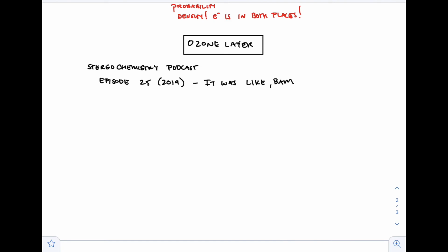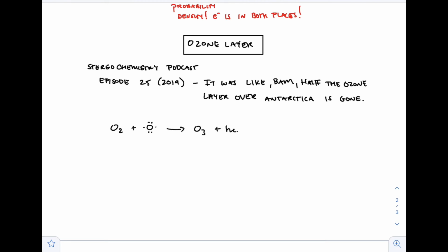Okay, so the Stereochemistry podcast is something I want to suggest you listen to for the cool topic, the ozone layer. Episode 25 in 2019 is called It Was Like Bam, Half the Ozone Layer over Antarctica Was Gone. This is basically about the journey that a few scientists went on to determine that chlorofluorocarbons, or CFCs, were destroying our ozone layer. And so real quick, just some radical chemistry, because that's why we're talking about it.